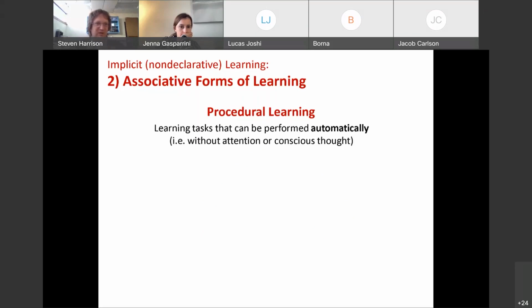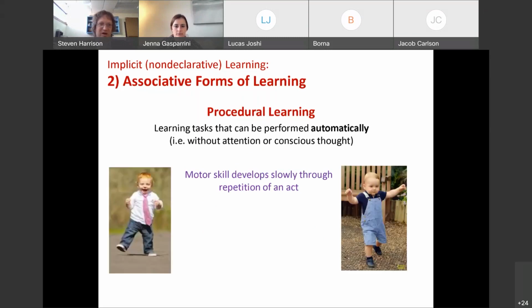Okay, so the last one we've got is procedural learning when we're talking about associative forms of learning. So here we're talking about learning tasks that can be performed automatically. So getting to the point where you can repeat a task multiple times and get to the point where you can perform a task without attention or conscious thought. So motor skills are going to develop slowly through repetitions of the act. So let's give you some context for the background to this kind of learning.